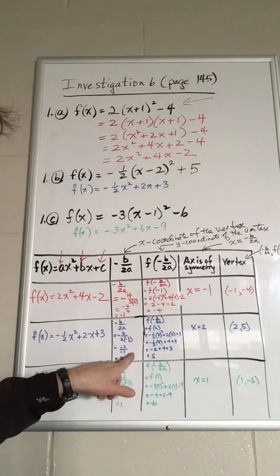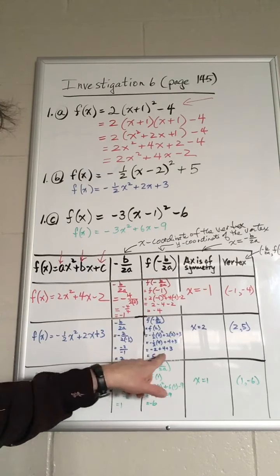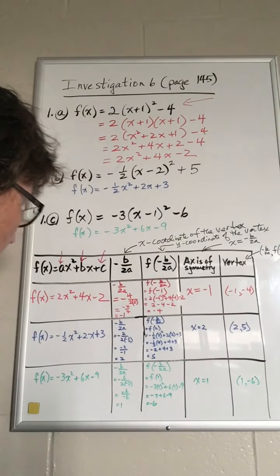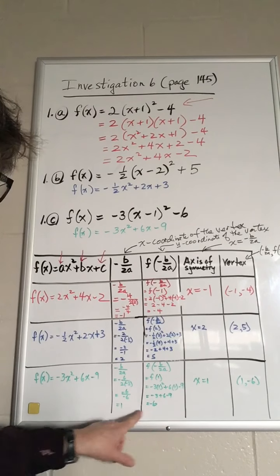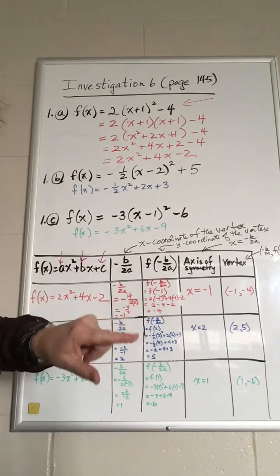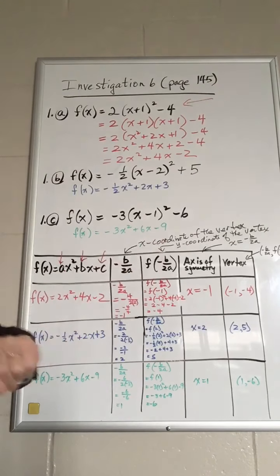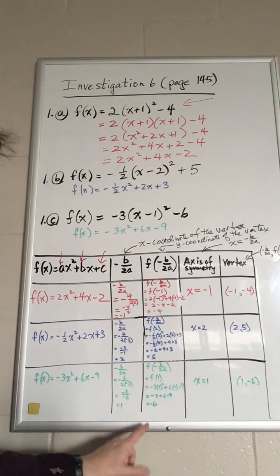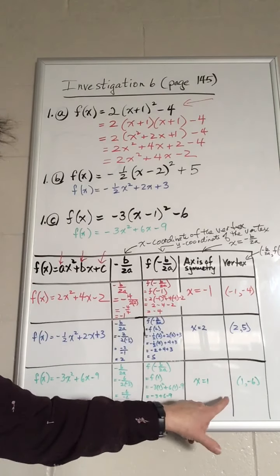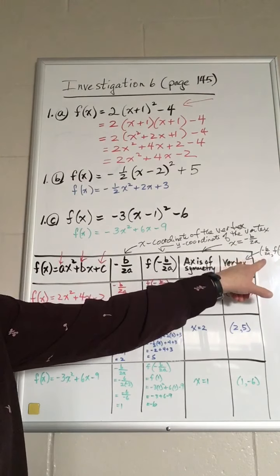Okay, we get negative b over 2a as 2 and the y value 5. There's the vertex, x equals 2 is the axis of symmetry. And for part C, we get 1 and negative 6. In vertex form, we could see that. That will be the vertex, and this will be the axis of symmetry, x equals 1. From here, in standard form, we can also see that by negative b over 2a and f of negative b over 2a.